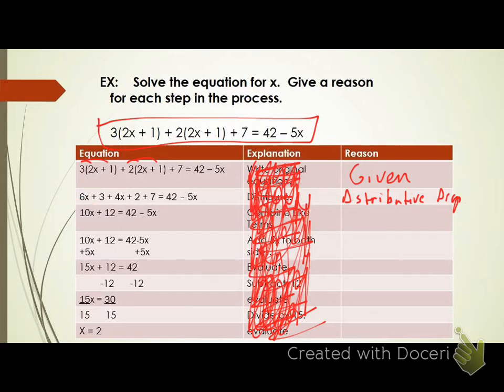Now, if you were solving this equation without doing a two-column proof, hopefully you'd realize that you can go in here and combine like terms. And when you combine these like terms, you get down to this equation here. And since we're combining like terms, or basically simplifying the equation, we can just call this simplify.